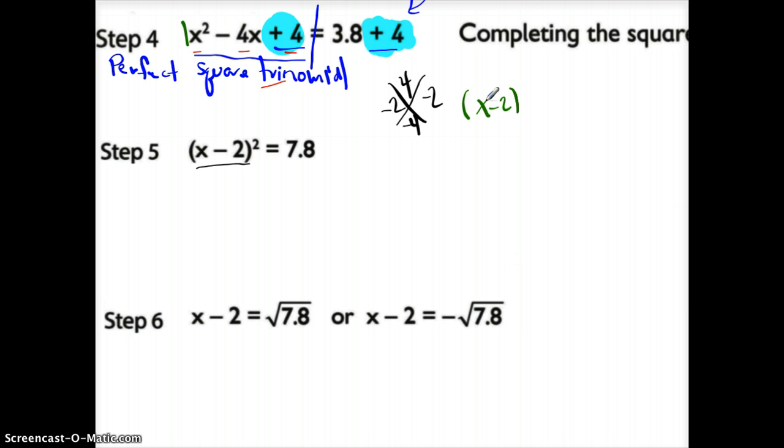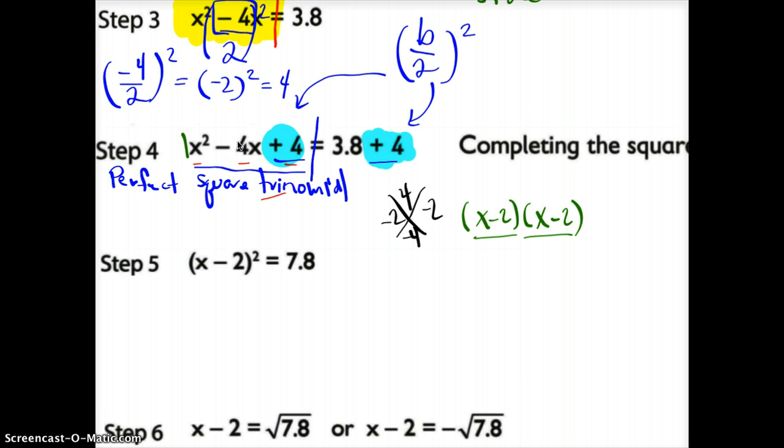X minus 2 times x minus 2. Now, if two things are exactly the same, I can write it once and square it. And that's what we did here. So that's what a perfect square trinomial looks like. Now, that takes care of step 4 to step 5, which is the beginning of completing the square.